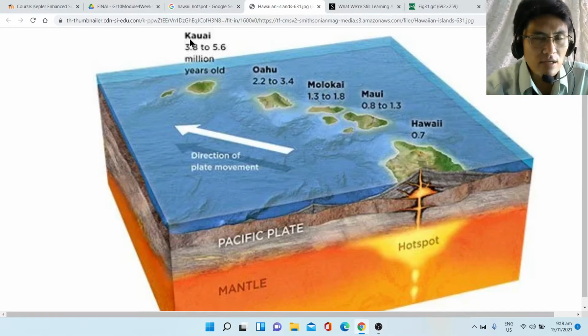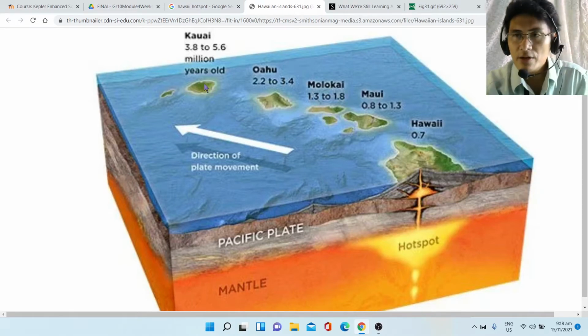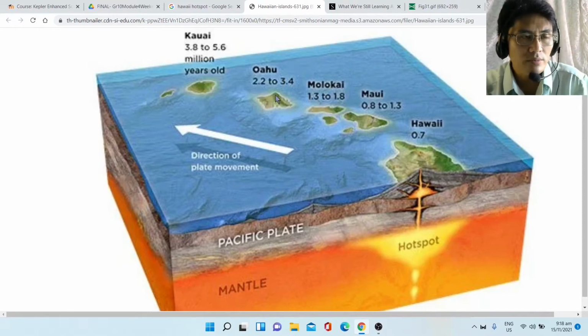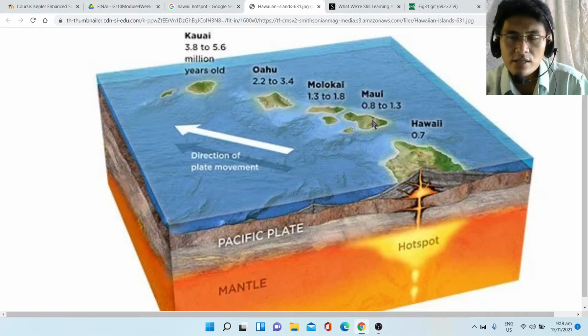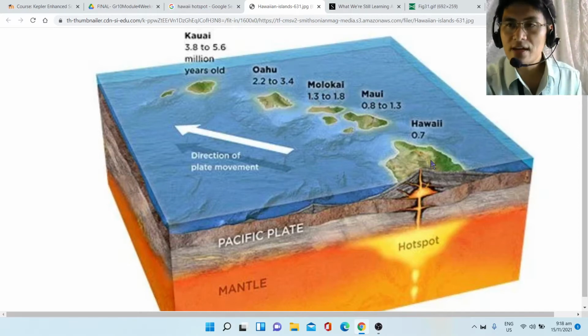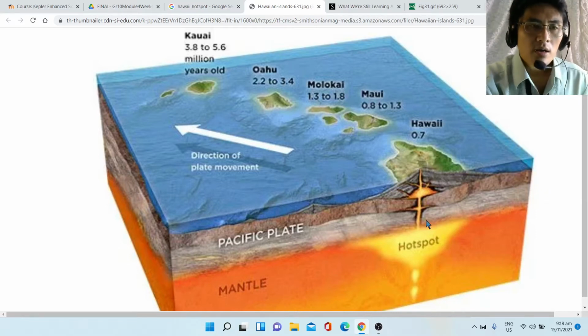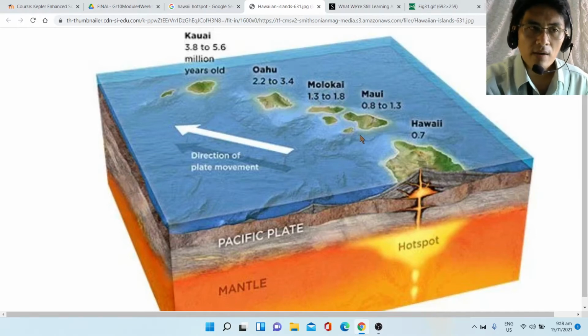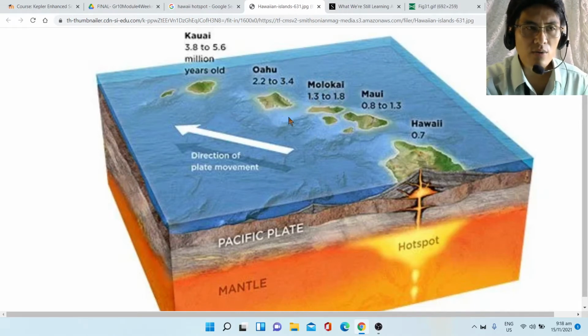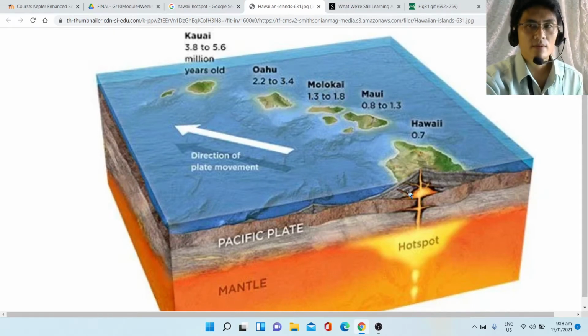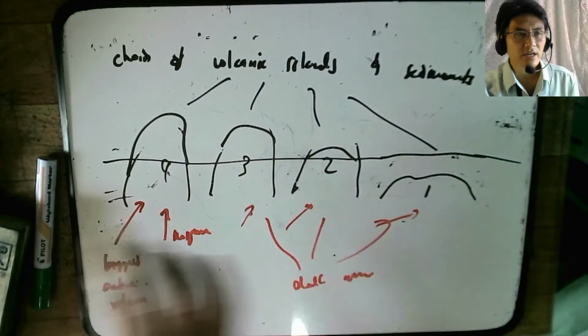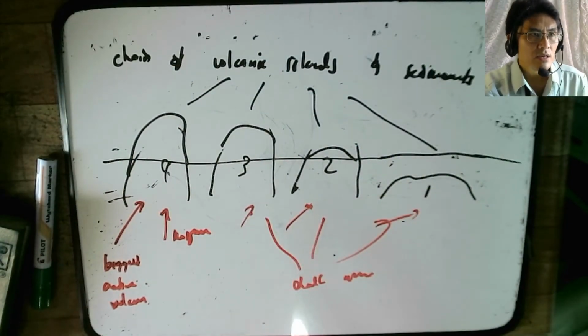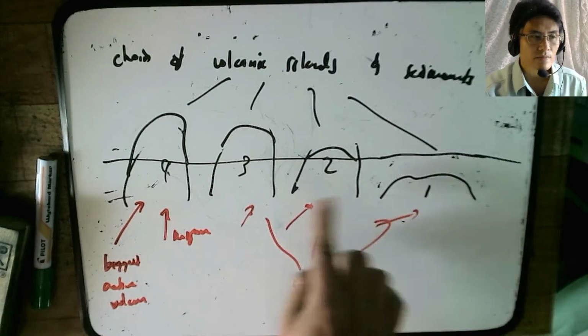If you look at the rocks in Kauai, they are 3.8 to 5.6 million years old. In Oahu, it's 2.2 to 2.3 million years old. In Molokai, it's 1.3 to 1.8. In Maui, it's 0.8 to 1.3. In the mainland Hawaii, the oldest rocks are 0.7 million years old. So therefore, again, this gives you the theory that that hotspot must have been underneath Kauai, but then the plate moved, so it's now underneath Oahu, then Molokai, then Maui, then Hawaii. Okay? So giving credence to what we believe is what's happening in hotspots.